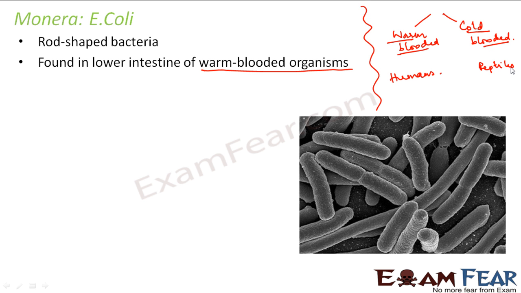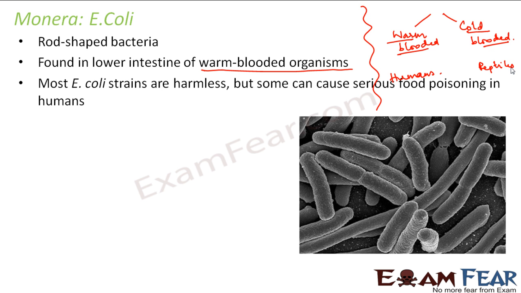Now, how do we maintain our body temperature? In order to maintain our body temperature also, the body needs some energy. And how do we get that energy? From the food which we eat. Okay. So, this E. coli, most of the E. coli strains are harmless, but some can cause serious food poisoning in humans.